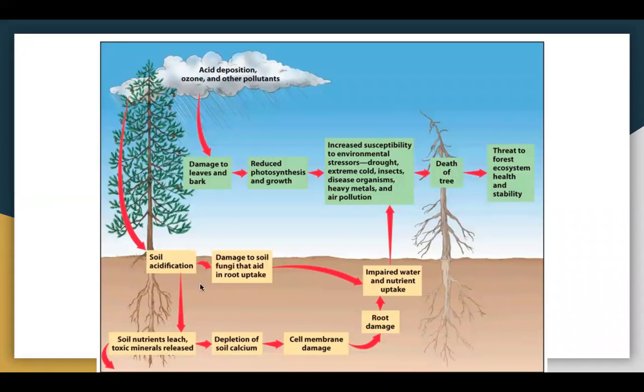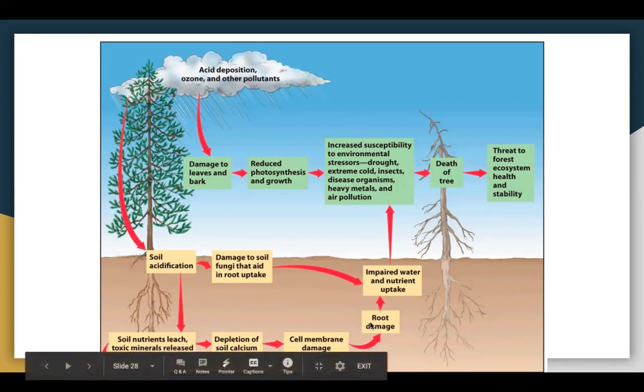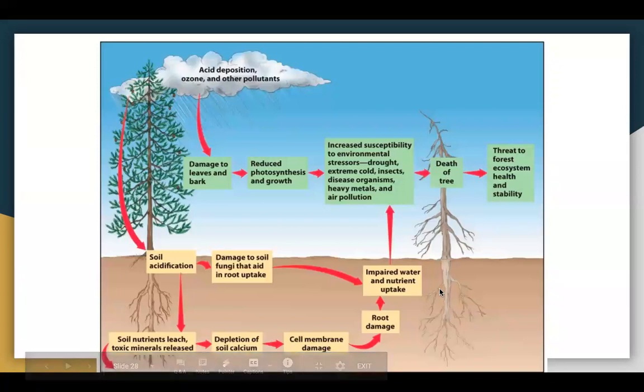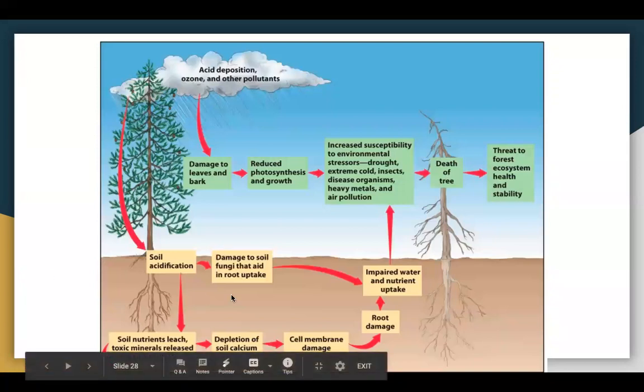Soil becomes acidic. This can damage any of the nutrients. The soil nutrients are lost. And so ultimately we call this general forest decline, and that has to do with acid rain. So one way to fix this would be to just add a base, such as lime, to the soil.